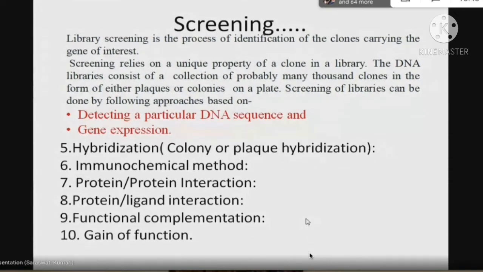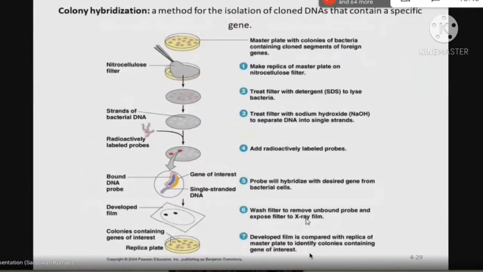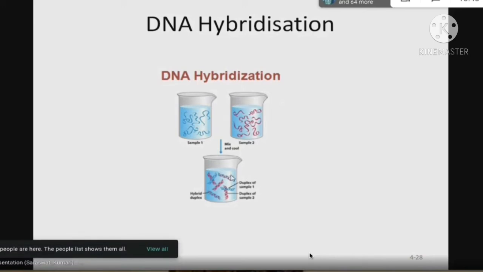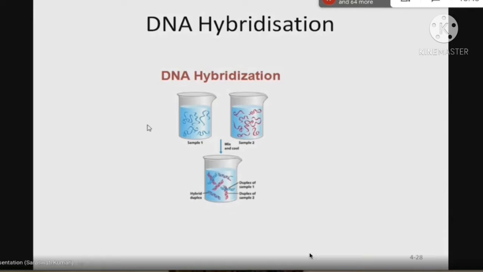Functional complementation. What is functional complementation? Hybridization based screening, how can we do it? Everybody knows this is hybridization. This is one type of DNA, this is a second type of DNA. If both have some complementarity, then they will hybridize. If there is no complementary sequence, then they will not hybridize. So from one sequence, you can find out their complementary sequence. That is the basis of hybridization based screening.